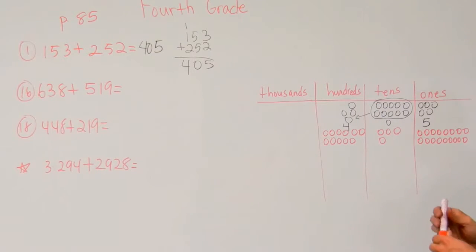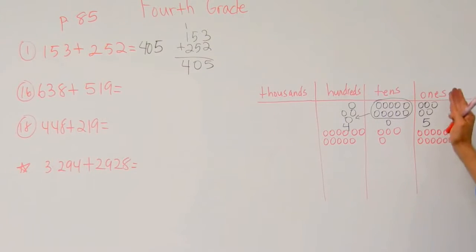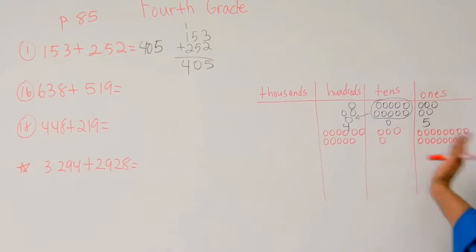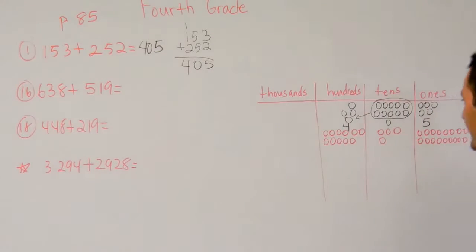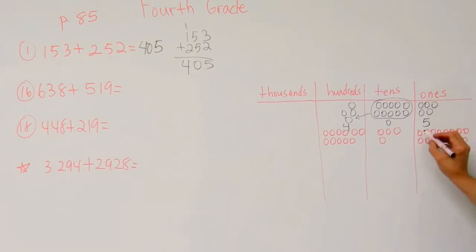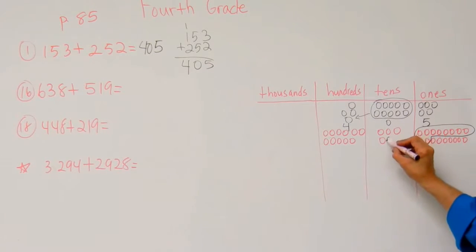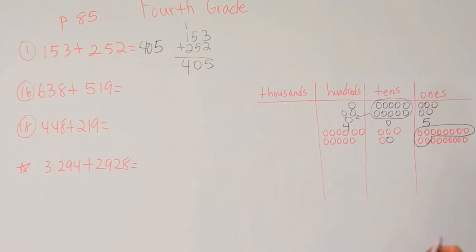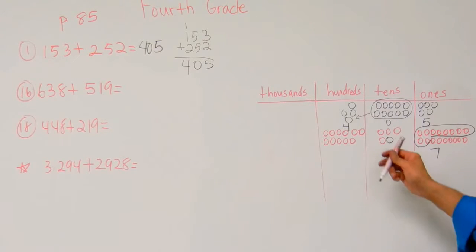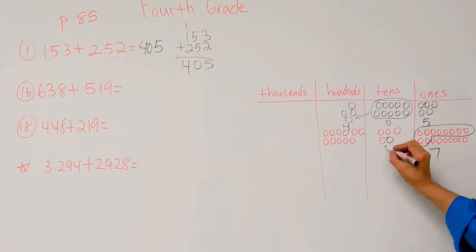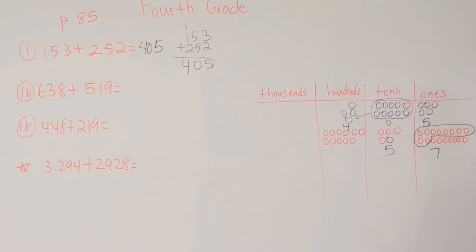So let's remember, boys and girls, we can't have more than 10 in one spot. If we do, we've got to move it over, okay? So let's take a look. Here I've got 1, 2, 3, 4, 5, 6, 7, 8, 9, 10. This one, I'm going to move it over there. Now, how many do I have here? 1, 2, 3, 4, 5, 6, 7. I've got 7 there. How many tens do I have? I've got 1, 2, 3, 4, 5. I've got 5 tens. How many hundreds do I have?